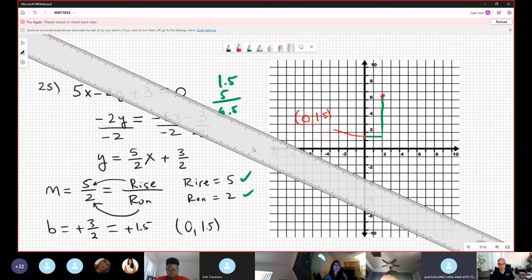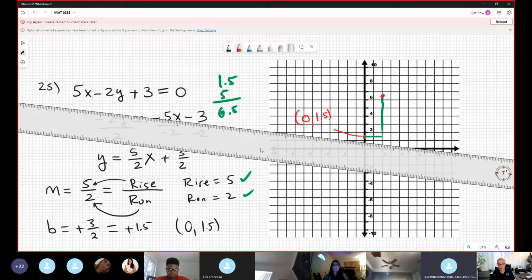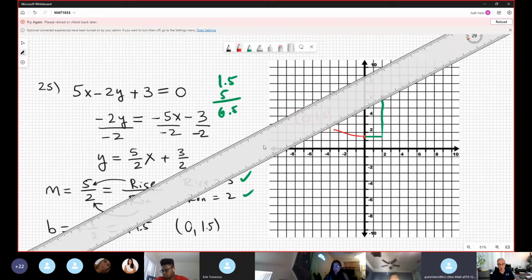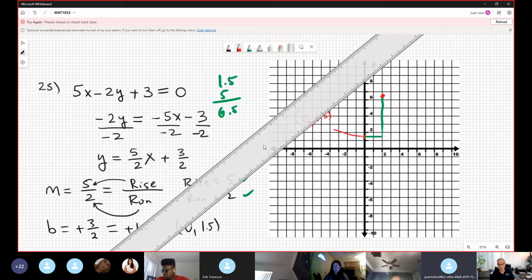The slope is positive, our line is going up, and the slope is bigger. Well, not too much, but it's 5 over 2. And 5 over 2 in decimal is 2.5.